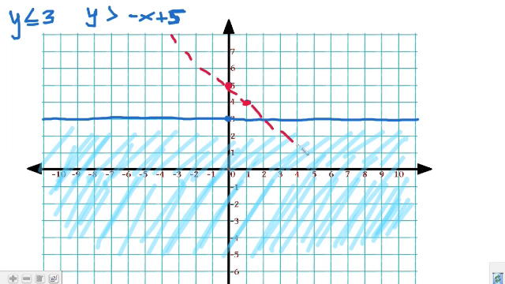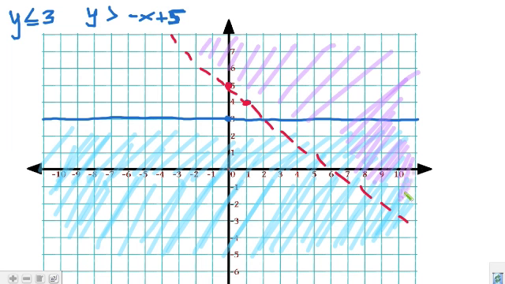Okay, and of course when you're using a ruler, this will be a lot more precise. Something like that. Okay, now let's read it. This says that y is greater than, which means my shading is going to be above. So above the line, which means all this area here is shaded.